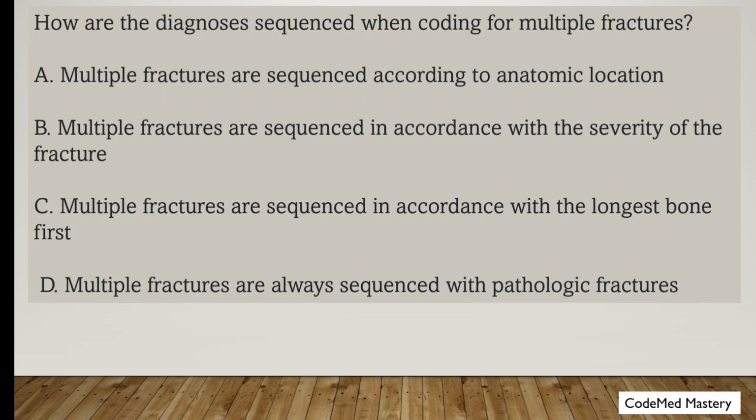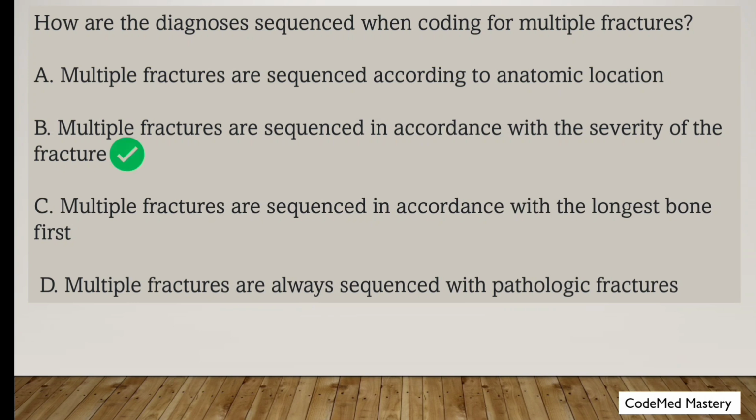How are the diagnoses sequenced when coding for multiple fractures? Option A, multiple fractures are sequenced according to anatomic location. Option B, multiple fractures are sequenced in accordance with the severity of the fracture. Option C, multiple fractures are sequenced in accordance with the longest bone first. And option D, multiple fractures are always sequenced with pathologic fractures.